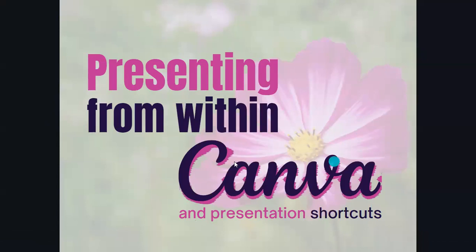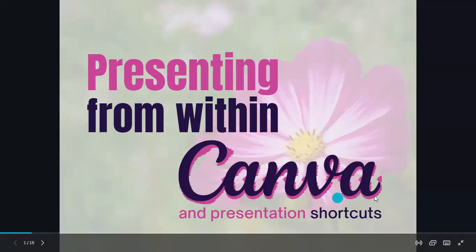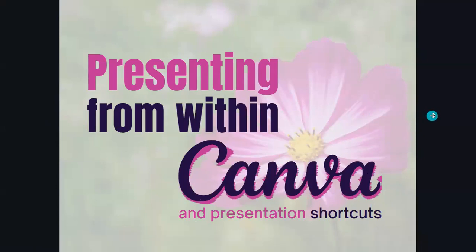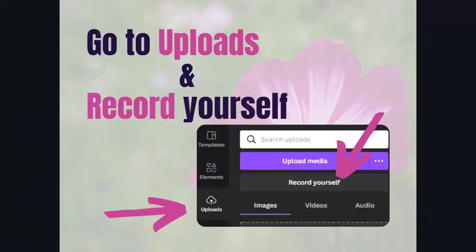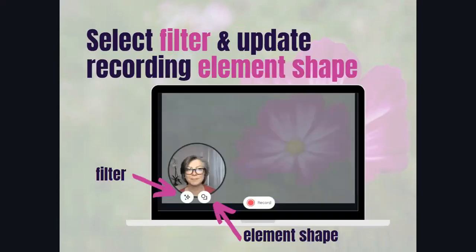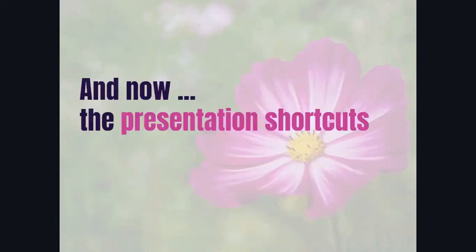If you're interested in knowing the effect that I used over here, send me a message. I'm happy to show you. All right. So now we can click using our mouse. And when the mouse disappears, we can also use our arrow keys on our keyboard to move along to the next screen. So we've created our presentation. We've gone to uploads. We've gone to record ourselves. That's the screen where we found ourselves. And now we're going to look at presentation shortcuts.